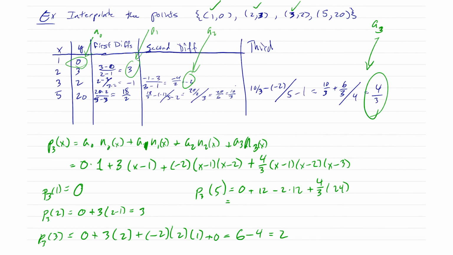All right, so let's keep moving. So that is 12 minus 2 times 12 gives me minus 12, plus, let's see, 3 goes in 24 8 times, 4 times 8 is 32, so that is minus 12 plus 32, and indeed that is 20. Check. Okay, good. So we made an interpolating polynomial. Okay, cool. So that was using Newton's method.